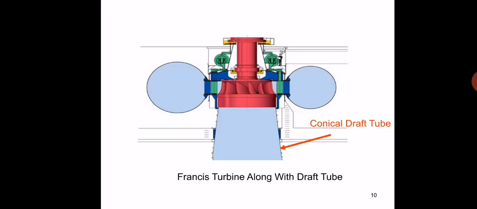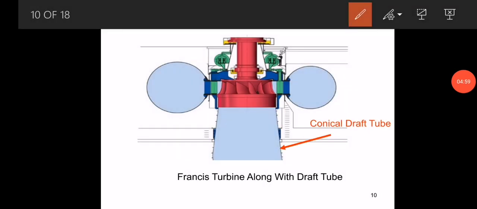So here in this figure you can see clearly this is the exit of a runner. Here we can connect the conical shaped draft tube. It will connect the exit of a runner to the tail race. We may see clearly in the figure: this is the conical shaped draft tube, this is the runner, and this is the tail race. So it will be connected to the Francis turbine along with the draft tube.